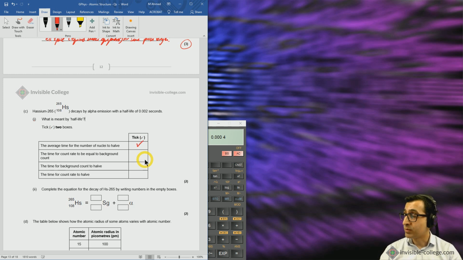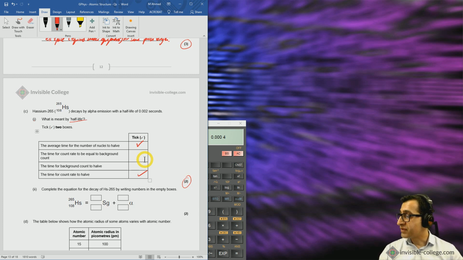So the first one would be this, and also it's the time for the count rate to halve. But it's also the time taken for the number of radioactive nuclei in a sample to halve. So both of these are components of the definition of the term half-life, which is again a good reminder of the importance of memorizing the formal definitions for these key scientific terms. So 2 marks for that one.